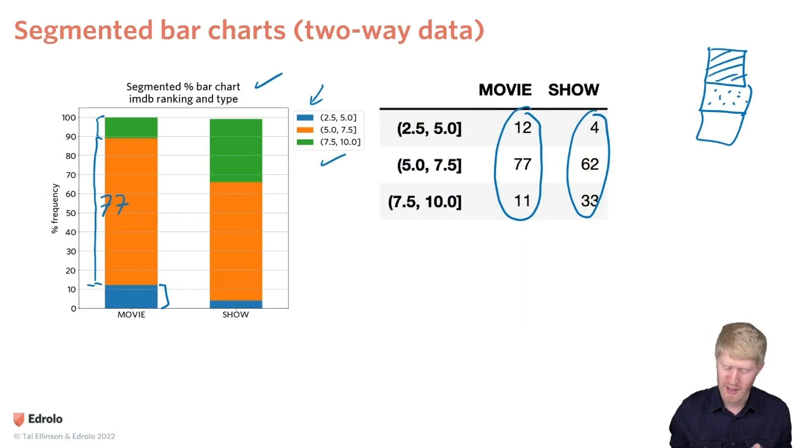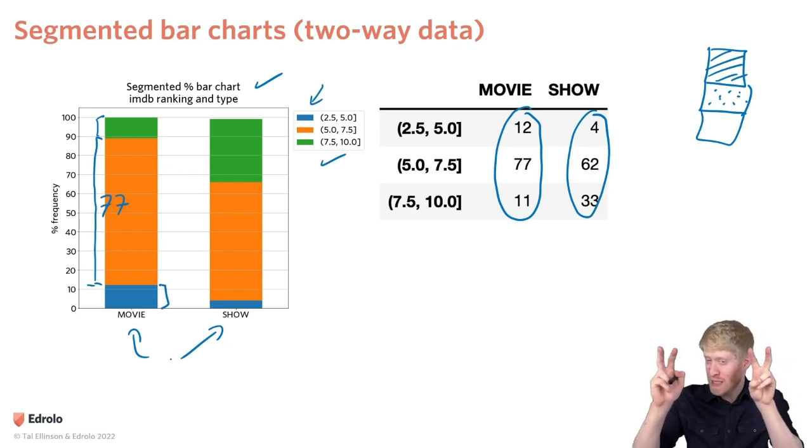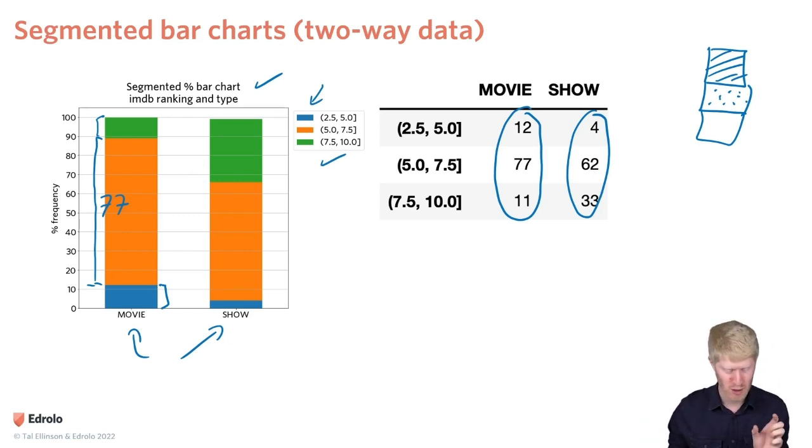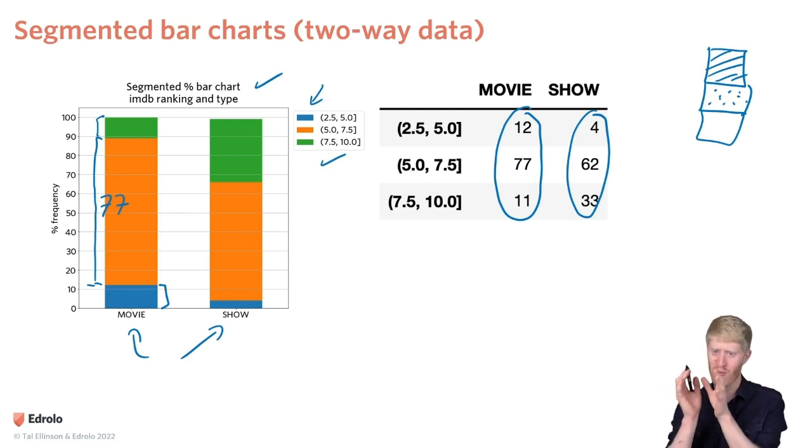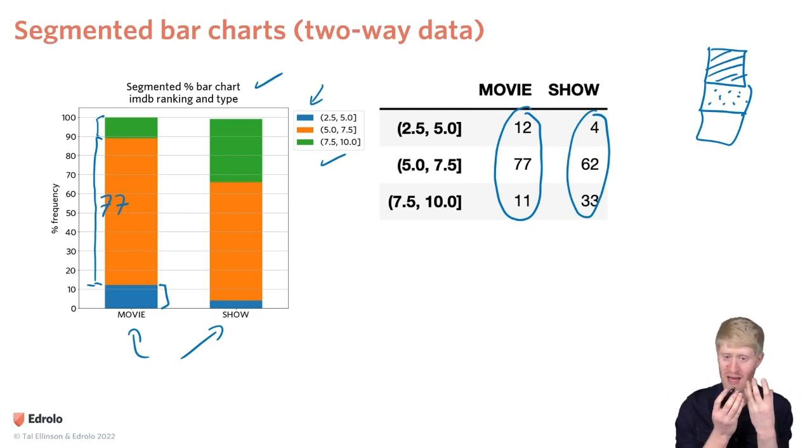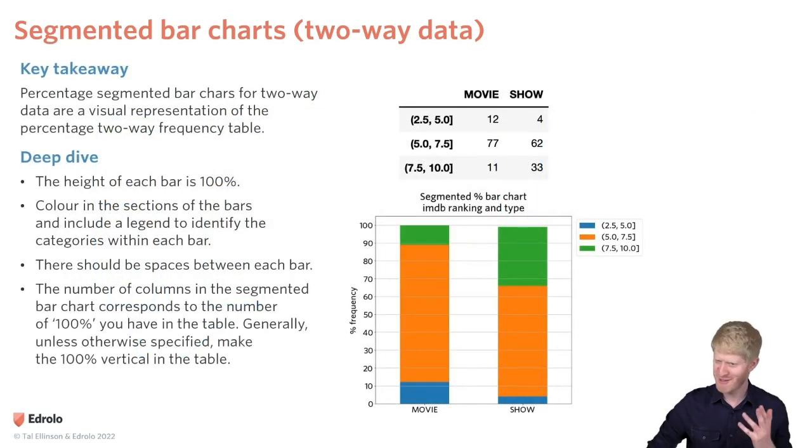The best way to do it is like this, where we add up vertically and we put our explanatory variable on the x-axis, because we're asking how are these IMDb percentages changing as we switch from movies to shows. And this shows that to us visually. Cool. Does that make sense?